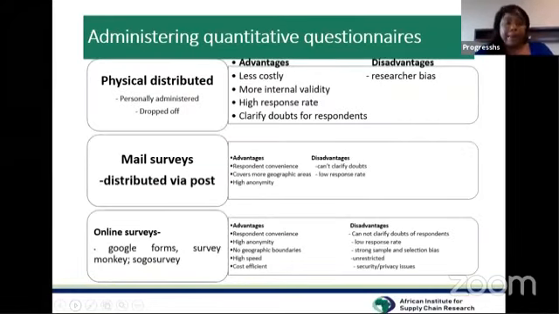Now, we have spoken about the questionnaire design, and after you have designed your questionnaire, you obviously are thinking about how should I distribute the questionnaire? How can I administer it?